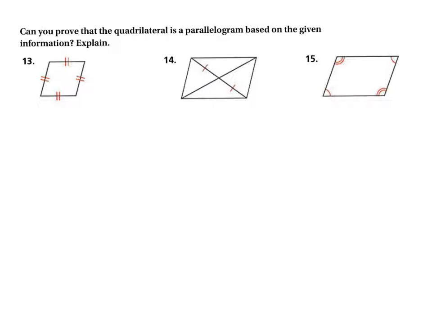Can we prove that the quadrilateral is a parallelogram based on the given information? Well, we know that if opposite sides are congruent, then we have a parallelogram. And this says that for number 13, opposite sides are congruent. In fact, not only are opposite sides congruent, they're all congruent to each other. So this makes a special type of parallelogram, which is a rhombus.